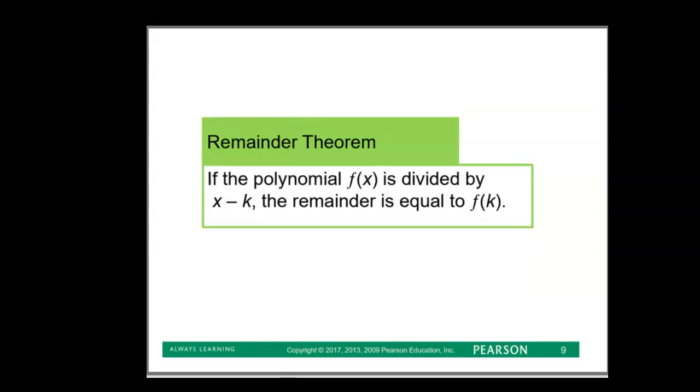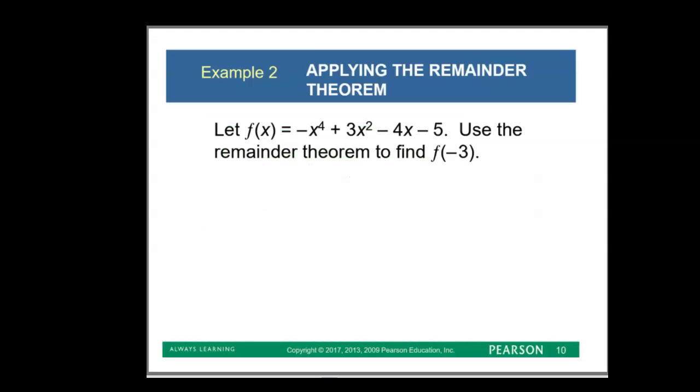Now, let's talk about the remainder theorem. The remainder theorem tells us that if we divide a polynomial by x minus k, the remainder is equal to f of k. So let's take a look. Here we have a function f of x, and we're asked to find f of negative 3. You could plug negative 3 in everywhere you see an x to answer that question, but we are going to use synthetic division to provide a shortcut, a more efficient way to do that.